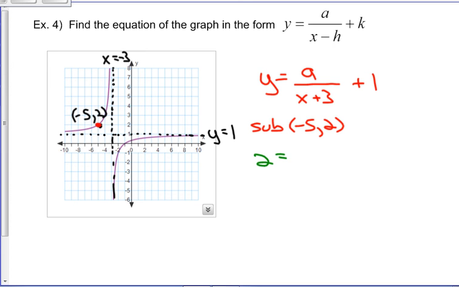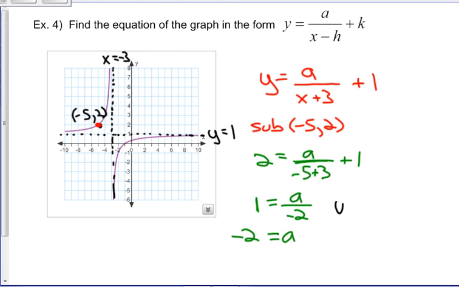2 goes in for y. A is unknown. -5 plus 3, all plus 1. Okay, I'm going to move that 1 over to the other side. So I have 1 equals a over -5 plus 3, which is -2. Multiply both sides by -2, and I'll get a equals -2. Meaning that the equation of this graph should be a was -2 over x plus 3, plus 1.